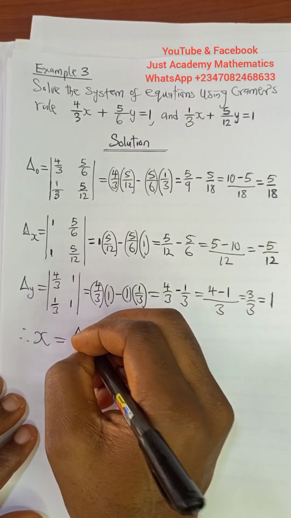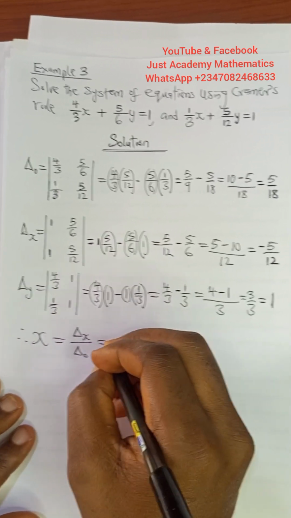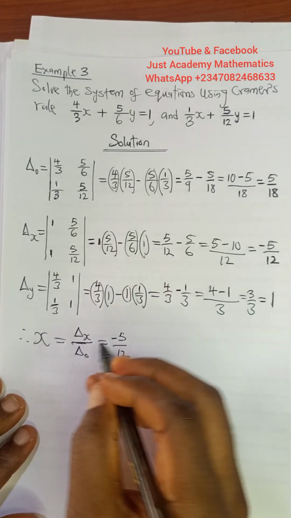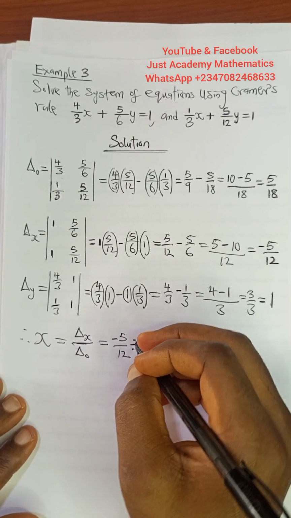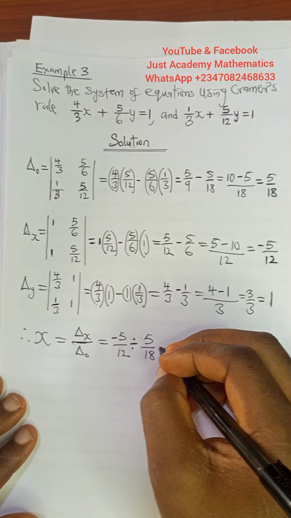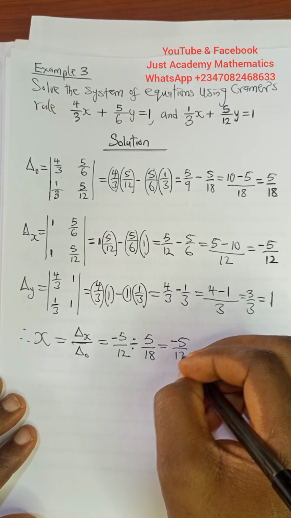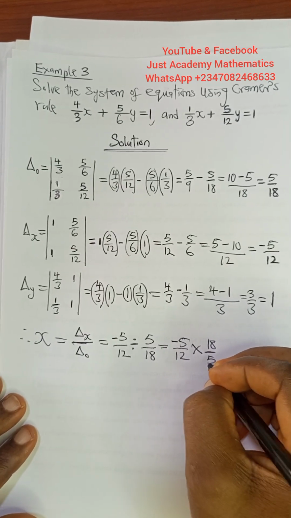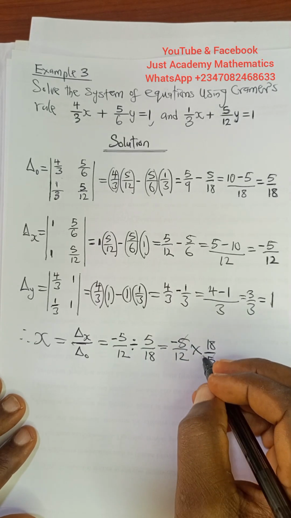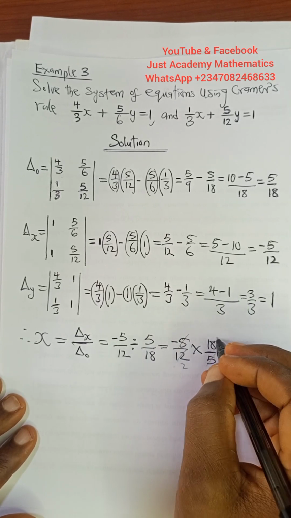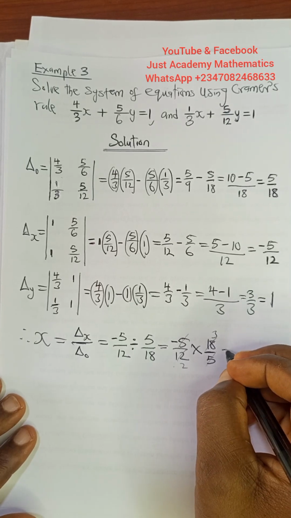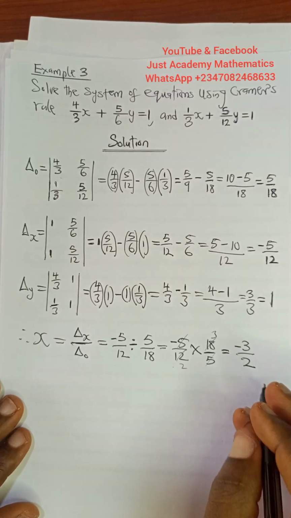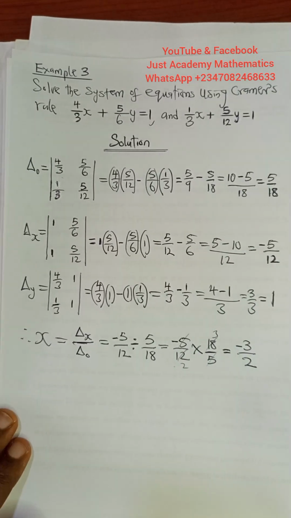Therefore, what is x? x is equal to changing x over changing 0. And what is changing x? Changing x is minus 5 over 12. Now this over here, we can change it to divide by changing 0. What is changing 0? 5 over 18. We convert this to multiplication times 18 over 5. Of course, 5 can cancel 5. 6 goes here, 2. 6 goes here, 3. So at the end of the day, we are left with minus 3 over 2. You can as well put it in mixed fraction if you like, as minus 1 whole number, 1 over 2. But we'll leave it like that.